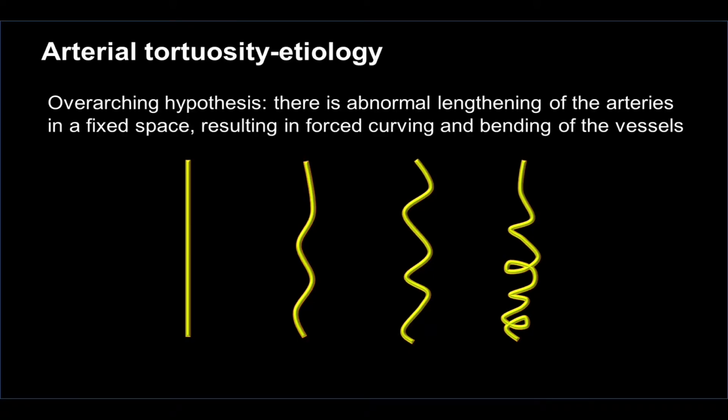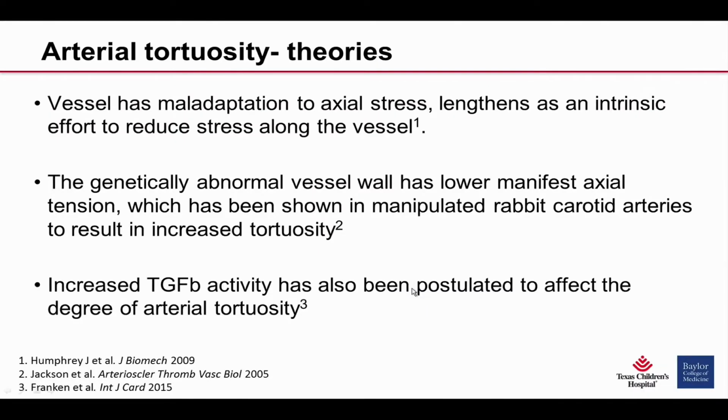And why do we think this is happening? Well, the overall hypothesis is that there's abnormal lengthening in a fixed space. So as this vessel lengthens and it doesn't have anywhere to go, it folds on itself and bends. And the thought is that this is a maladaptation to stress, that it lengthens to reduce the axial stress, or that the vessel is just totally genetically abnormal and has lower manifest axial tension. And that has been shown in some rabbit carotid arteries. There's also been some hypotheses that it's excess TGF-beta expression causing this.